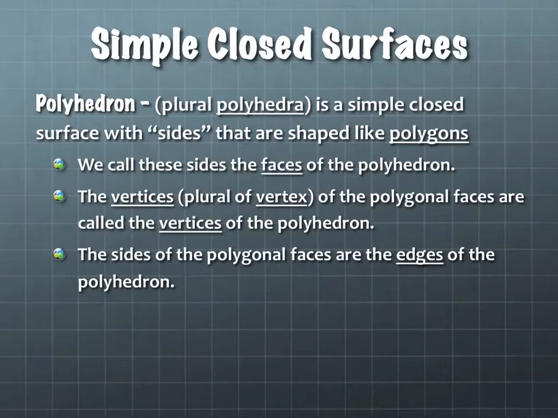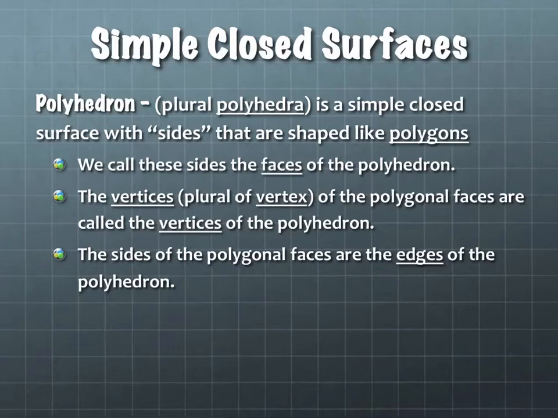They have sides. It's a simple closed surface with sides that are shaped like polygons. So remember our polygons, we went through a whole bunch of them last time. Hexagons and triangles and nonagons, all those. Those are polygons. So all the sides of a polyhedron are polygons. We call the sides faces of the polyhedron.